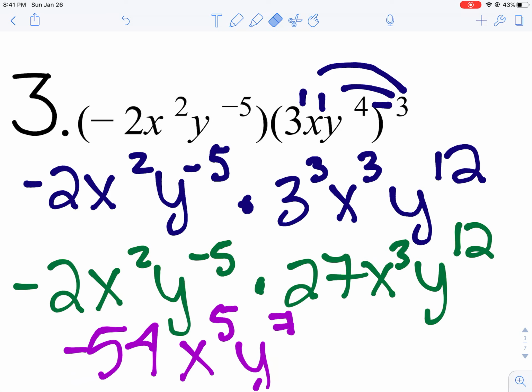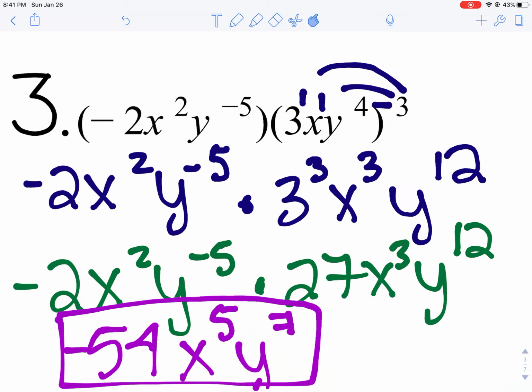Okay, so always take care of that power to a power rule first. And then after that, you have the product rule, so you are adding those exponents.